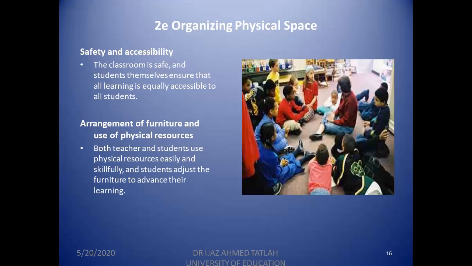Safety and accessibility. The classroom is safe, and the students themselves ensure that all learning is equally accessible to all students. Arrangement of furniture and use of physical resources is very necessary. Both the teacher and students use physical resources easily and skillfully, and the students adjust the furniture to advance their learning. So, according to their physical need and learning need, they can manage and move all that furniture accordingly.